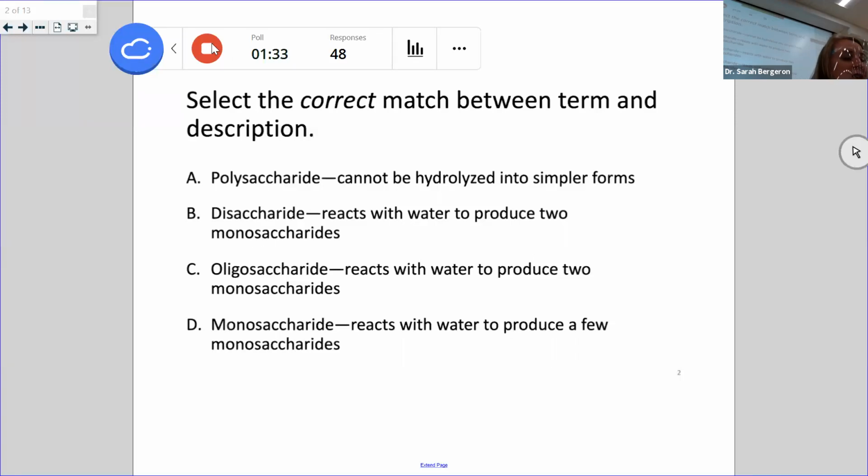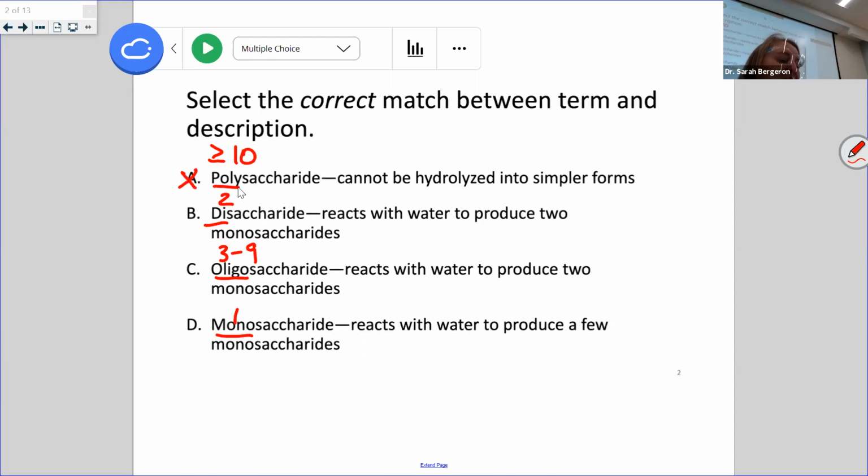Okay, 5 seconds. Click in something. Okay, so in order to answer this one, you had to remember the difference between poly, di, oligo, and mono. So tell me, what is polysaccharide? 10 or greater glucose units, or saccharose units. Disaccharide, 2. Oligo, 3 to 10. Mono, 1. A polysaccharide cannot be hydrolyzed into simpler forms. You have 10 units, you could chop off each and every one of them. So is that one right? No, that's not a good match. Disaccharide reacts with water to produce 2 monosaccharides. Yes, that's 2 rings being chopped in half, and now you get 1 ring each. So a disaccharide into 2 monosaccharides.